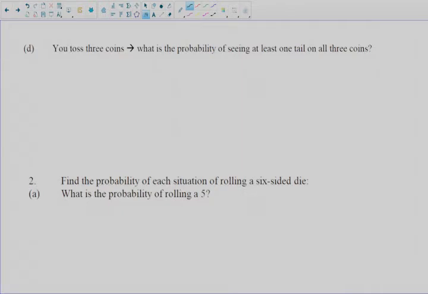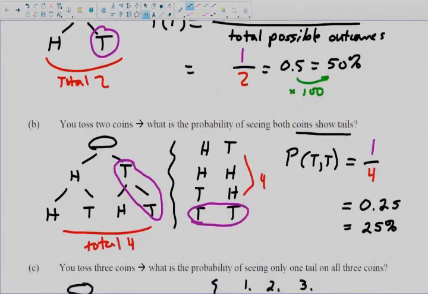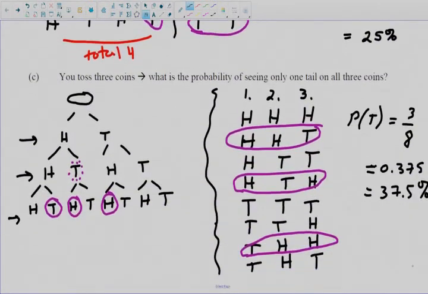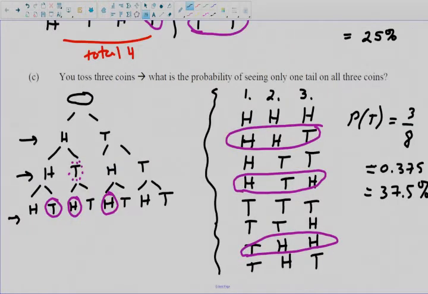So for letter D, it almost looks like the exact same question as before. It says you toss 3 coins. What is the probability of seeing at least one tail on all 3 coins? But the difference with this question is it says at least one tail. So if I go back to this question here, for C, it said seeing only one tail. But the next one says at least one tail.